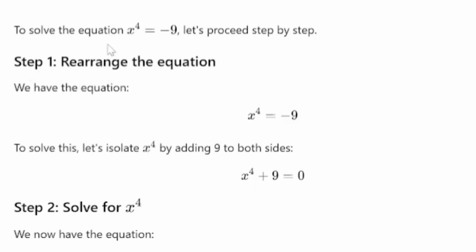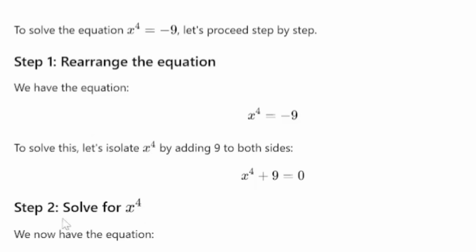Now what we are going to do is to first rearrange this equation. That is, we have the equation S to the power of 4 is equal to minus 9. Then to solve this, let's isolate S to the power of 4 by adding 9 to both sides of the equation. If you add 9 to both sides, the equation becomes S to the power of 4 plus 9 is equal to 0. Now, we can move to step 2.